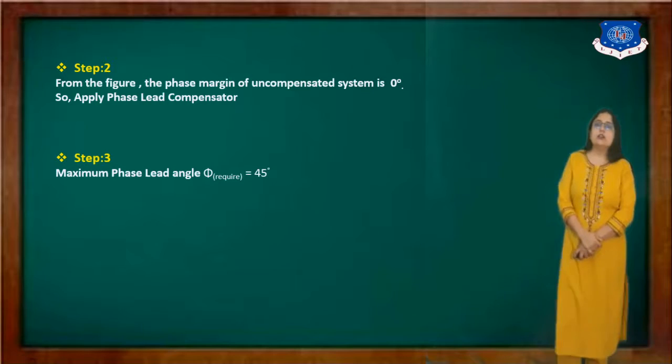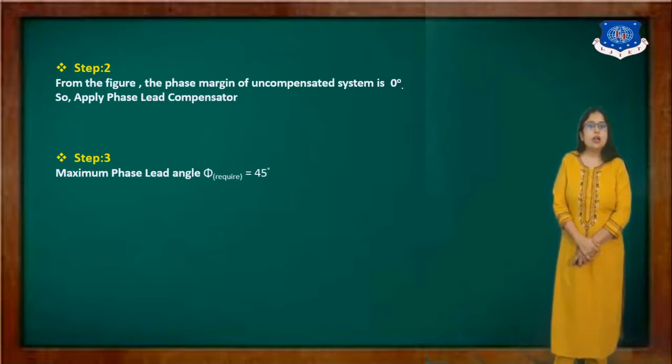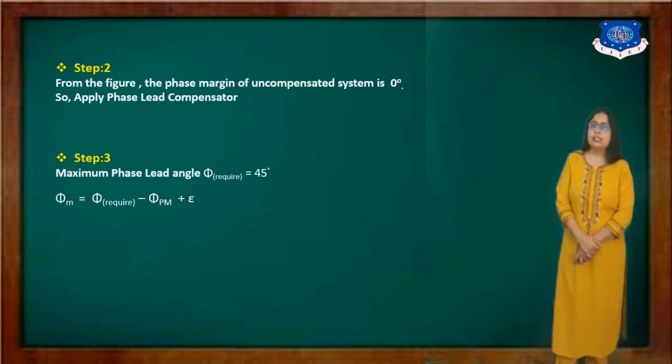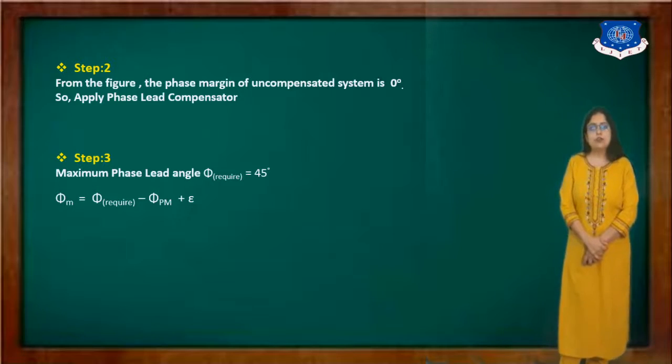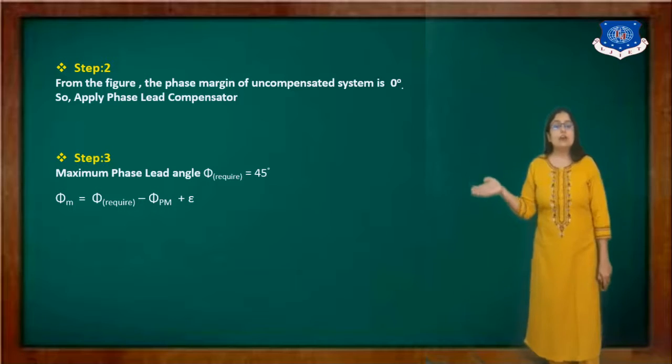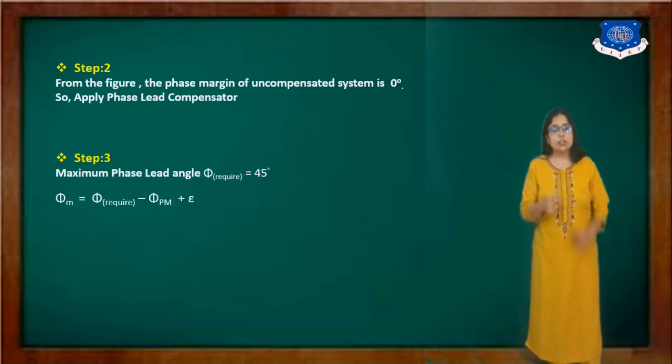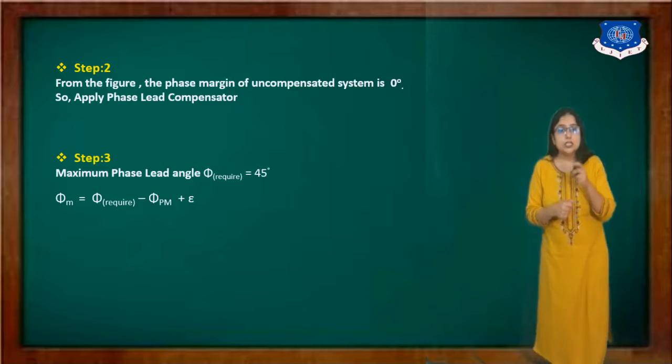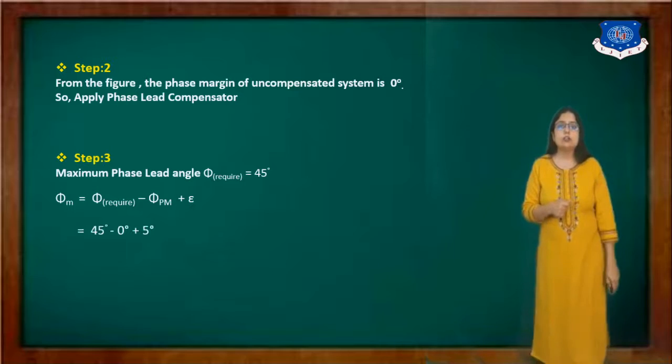Now next, we have to find out the phi m. The equation is phi m equals phi required minus phi pm plus eta. Phi required is given in the question, 45 degrees. Phi pm is 0 degrees, which we found from the uncompensated Bode plot.